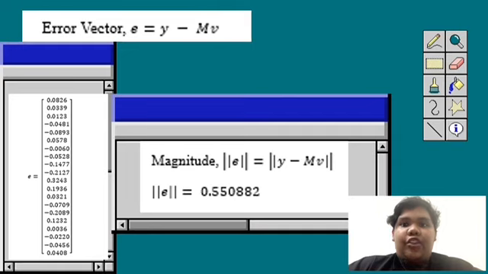And don't forget to calculate the error vector, which is given by the equation y minus Mv. From this equation we will get the error magnitude, which will be 0.550882, and this number will be useful to us in the next slide.